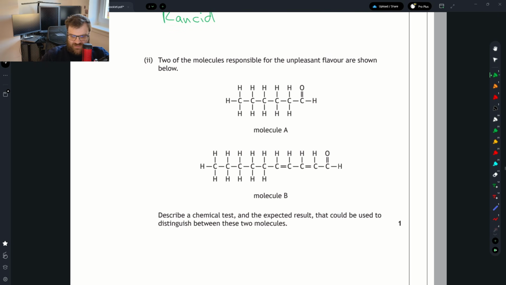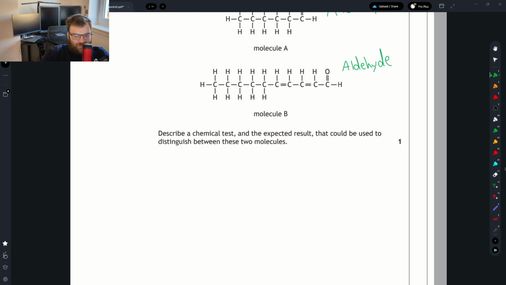Next one, chemical test to tell these apart. They are both aldehydes because they've got a carbonyl group on the end. So that's no good to tell them apart. If one was an aldehyde, one a ketone, then yeah. But this one has got more, it has carbon to carbon double bonds. Molecule B will decolorize bromine water.